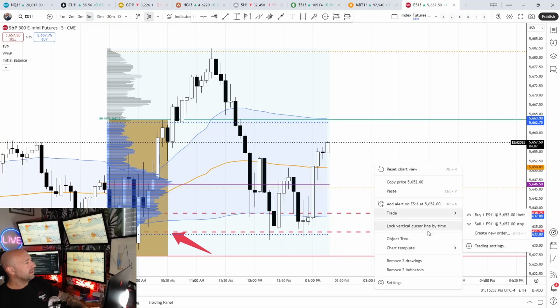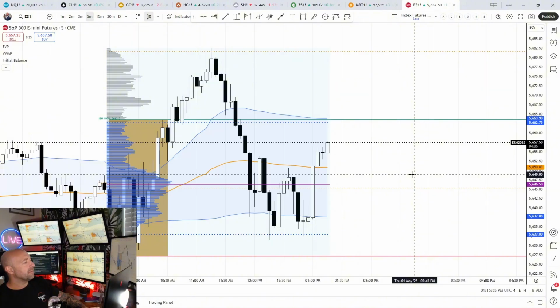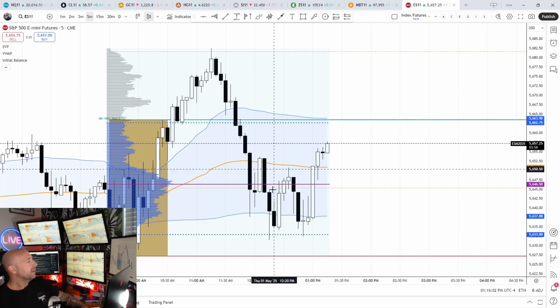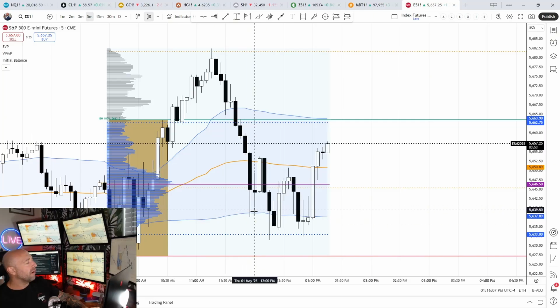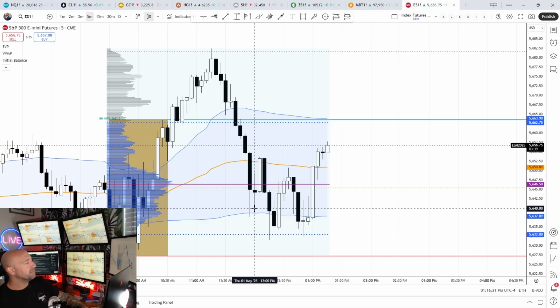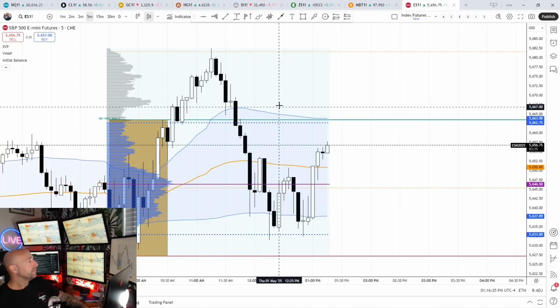The alternate execution method is the confirmation entry. This is where I wait for price to prove that it's reacting to the level. So I'm not just getting in at the level, I'm waiting to see the reaction and confirm it's doing what I think it's going to do. Think reclaims, engulfing candles, delta surges. These are much higher quality setups, but you can get in late. You may miss the move.